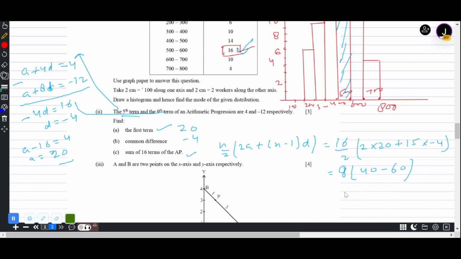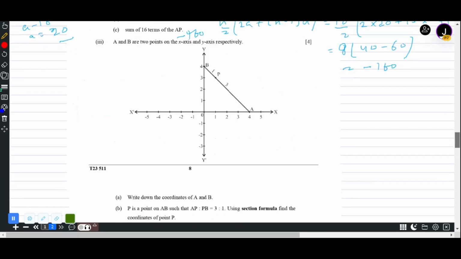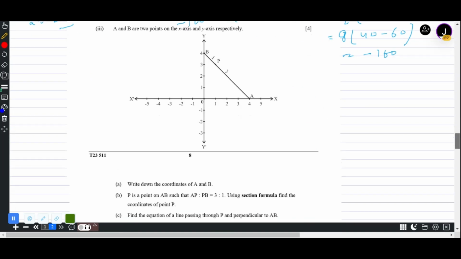Next is A and B are two points on the x-axis and y-axis. So we have to do some set of questions based on this data. A is 4,0 and B is 0,4. What do we call 0,4? It is a point which is on the y-axis. So something on the y-axis will always have 0 x component. Some point on the x-axis will always have 0 y component. That I think you know. So from the diagram we worked out that value.